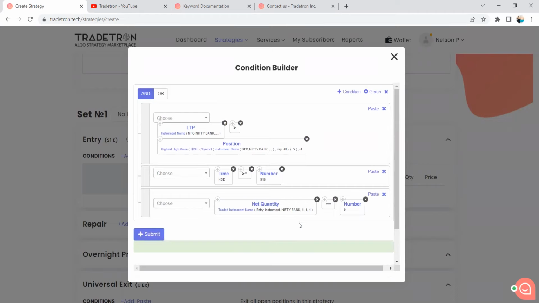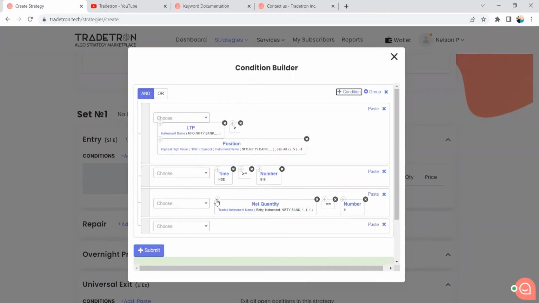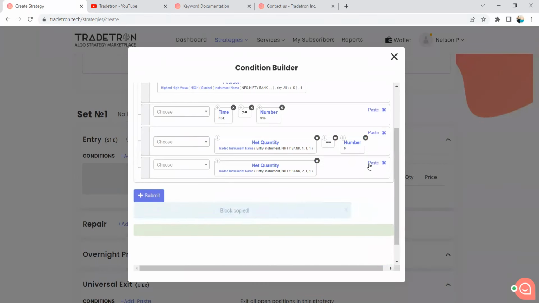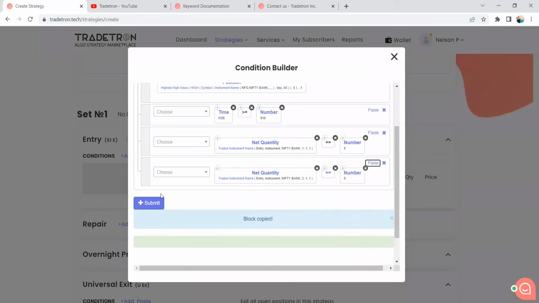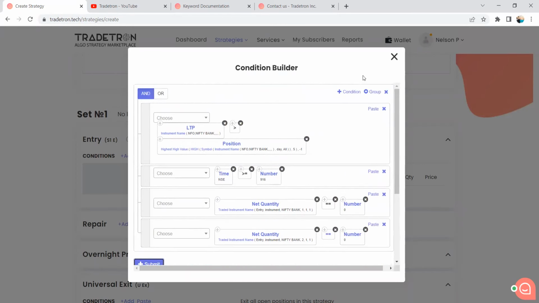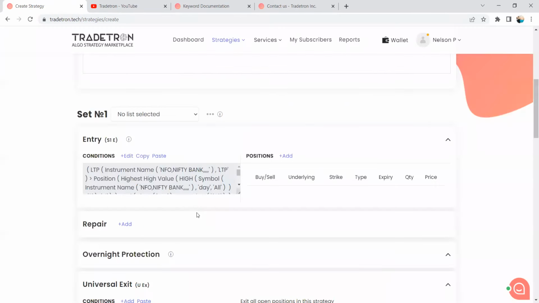of the trade that we are going to take. At the same time, we will be creating two sets, right? One is for buying, that is LTP is above the highest high value. The second set will be for the short position, that is the lowest low value. So in this case, we will also put one more condition, net quantity. We can simply copy this over here, and I will change the set number. That set number 2 is also equal to 0. All right, we will just submit this condition. So now our entry condition is ready for the first set. I will just submit it and close this. So this is now the entry condition.